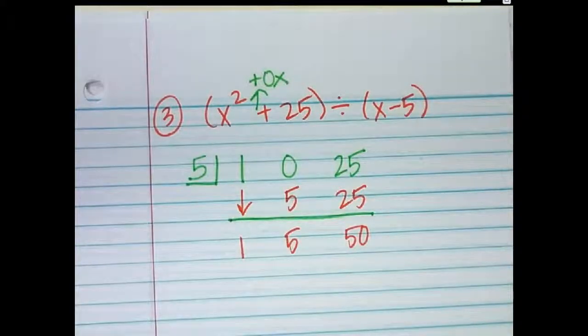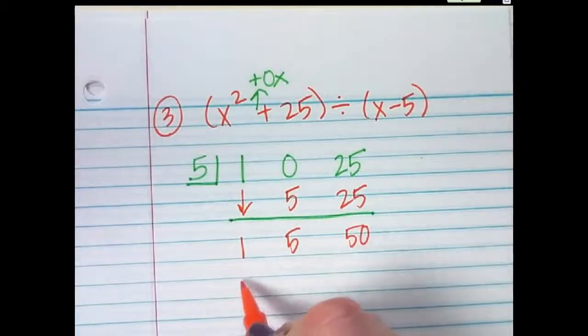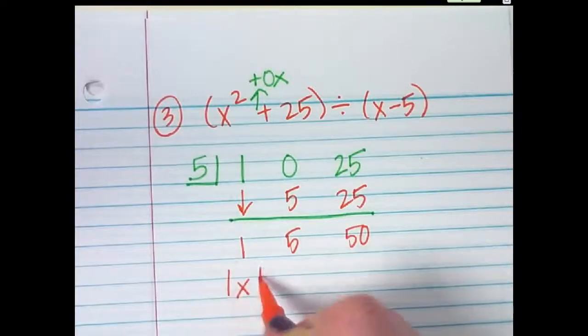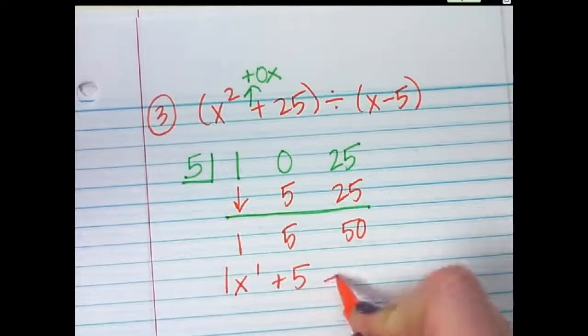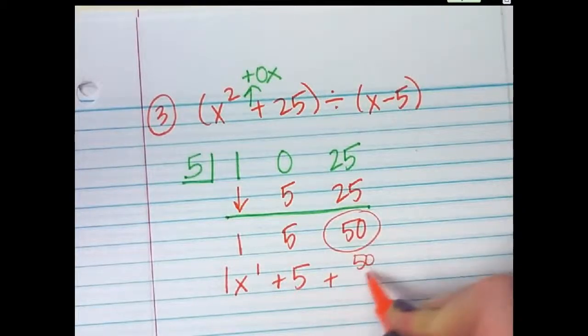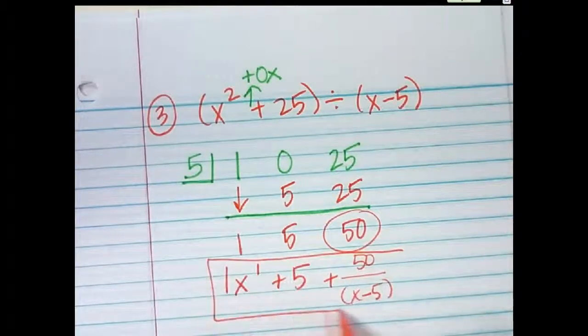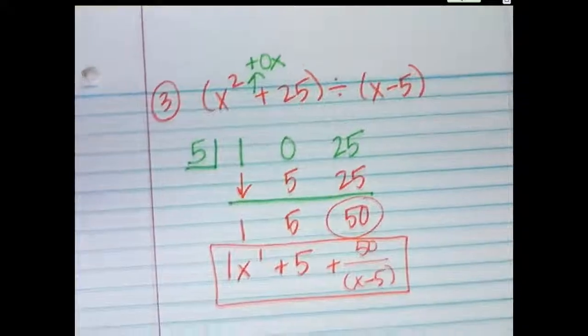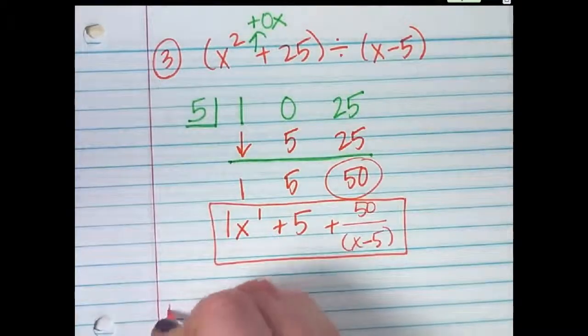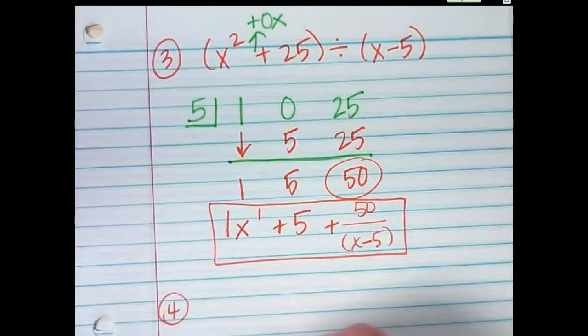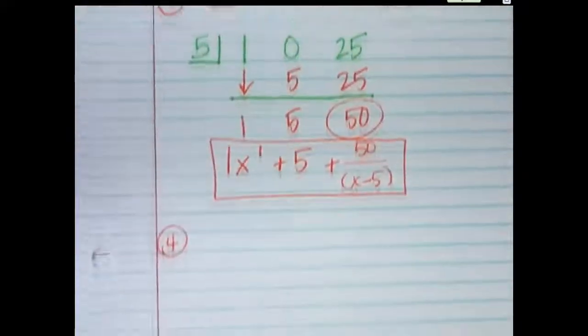So you should get 1, 5, and 50. Then since I started with x squared, here I start with x to the first, or you can put 1x to the first if that helps you, plus 5, and then my remainder, 50 over x minus 5. Any questions on number 3? Okay, so I have 2 more for you.